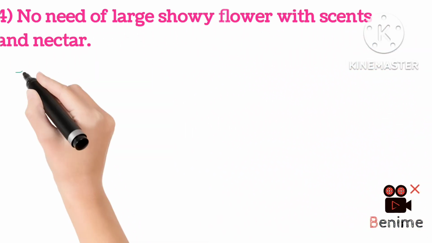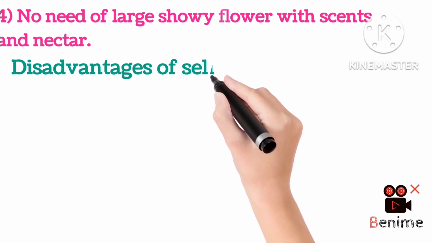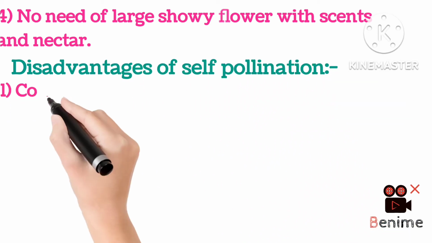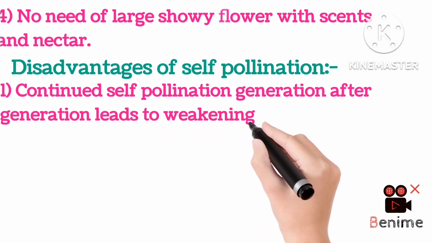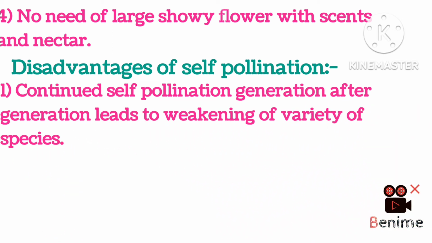Disadvantages of self-pollination. Continued self-pollination generation after generation leads to the weakening of variety of species. It does not yield new variety.